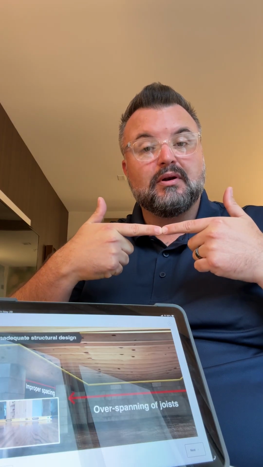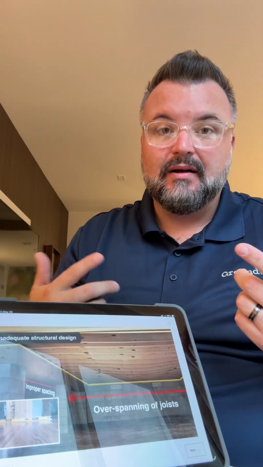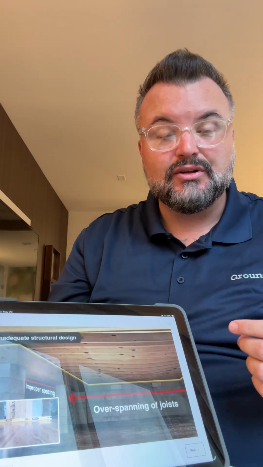Another one could be the inadequate structure design. So you can see this is something called overspanning. That means when they're building your floor framing system, they do not properly follow code and span these floor joists too far away, so that if they're not properly being supported in the middle, then they start to sag or bend, and that will cause the floor above it to start to do the same.